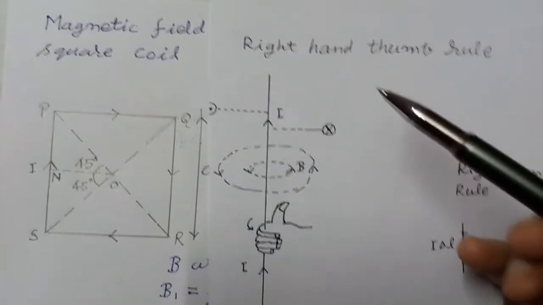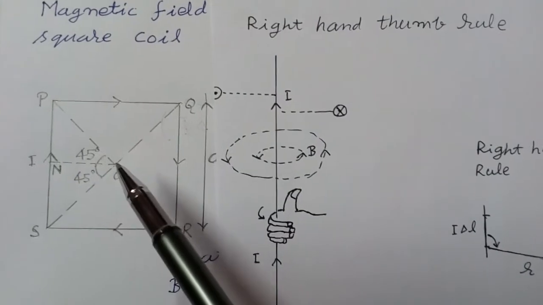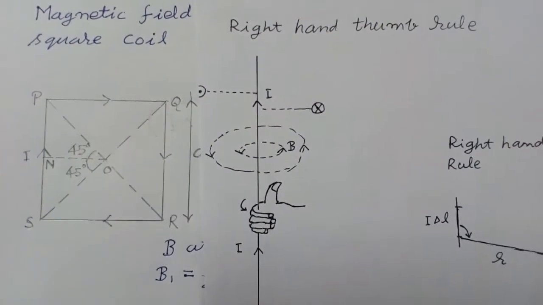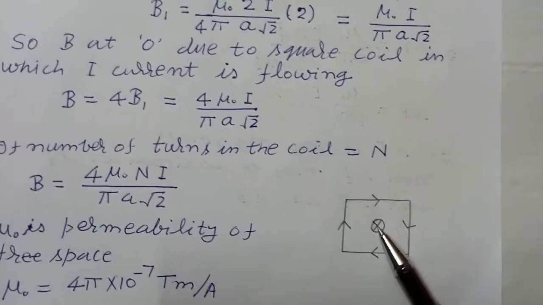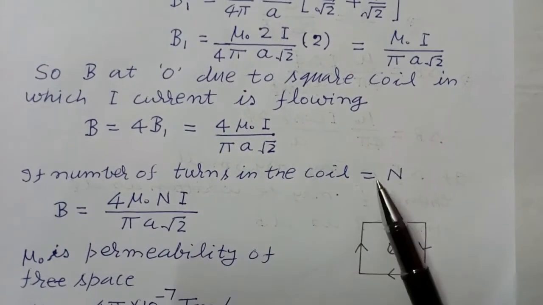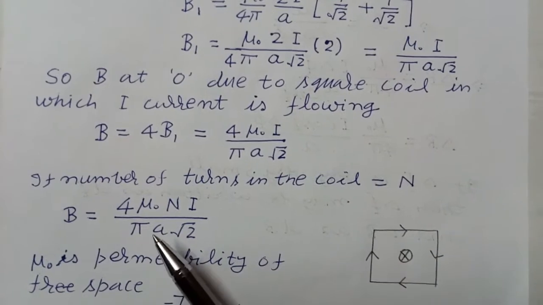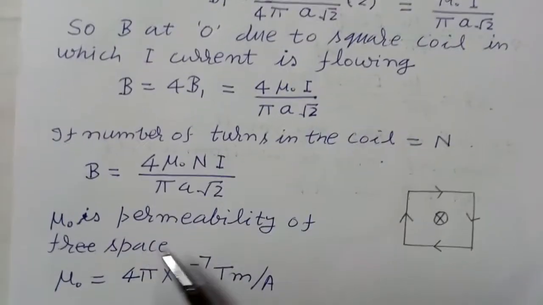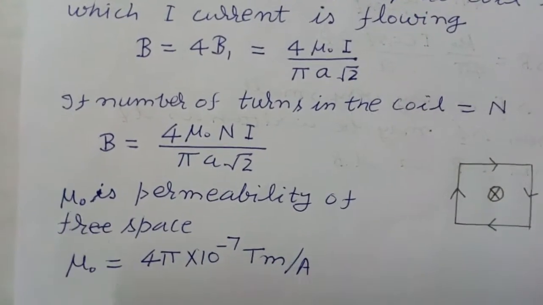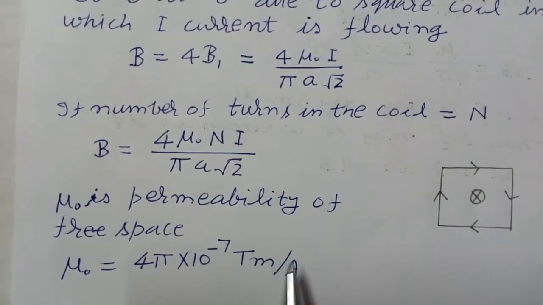See, this is the diagram for the right hand thumb rule. So the direction of the magnetic field at the center is perpendicular to the plane of the paper and inward. So the direction of the magnetic field is like this. Now if the number of turns in the coil is capital N, then B is equal to 4 mu naught N I upon pi a root 2, where mu naught is the permeability of free space and its value for free space or air is 4 pi into 10 to the power minus 7 Tesla meter per ampere.